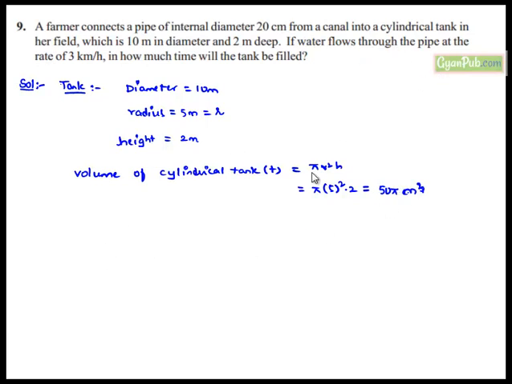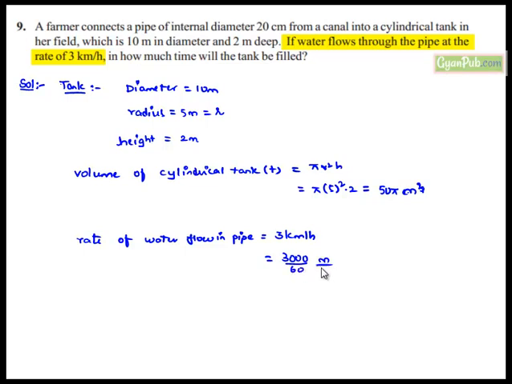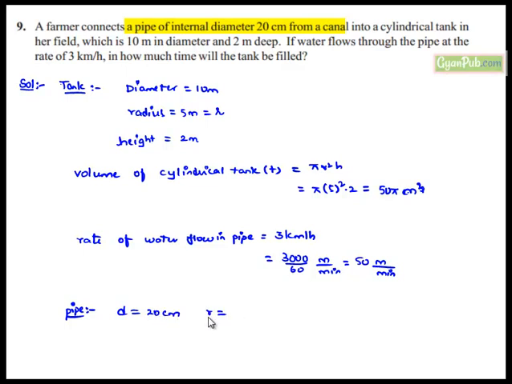Here he says that the water flow through the pipe is 3 km per hour. So the rate of water flow in the pipe is equal to 3 km per hour. Let us convert this into meter per minute. That will be equal to 3000 by 60 meter per minute, which is 50 meter per minute. Now consider the pipe, whose diameter is equal to 20 centimeters. Converting to radius gives 20 by 2, that is 10 centimeters, which is 0.1 meter, as we know that 1 meter is equal to 100 centimeters.